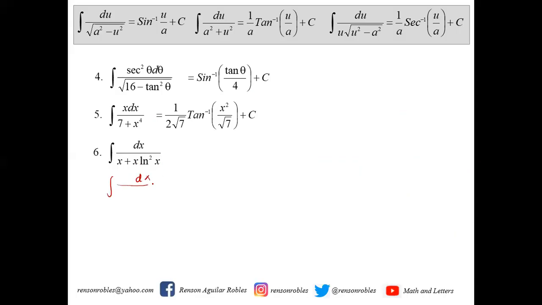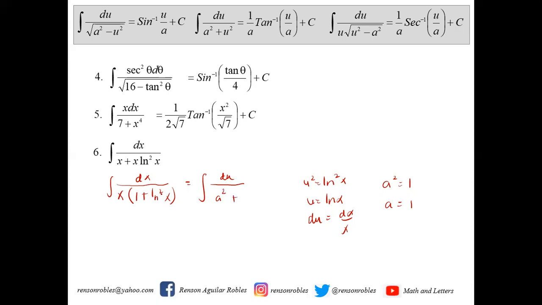Simplifying, I can now factor out x when I look on the denominator, so you have x times 1 plus ln squared x. And then here, you can now let u squared be equal to ln squared x, u is equal to ln x, and we now see that du is dx over x. So this dx and this over x will go together, and that will represent du. And you know that a squared is equal to 1, and therefore a equals 1. So this can now be written as integral of dx over x is our du all over 1, that's our a squared, plus ln squared x is our u squared. And this will again give us an arctangent. So that's 1 over a, where a is 1, arctangent of u, which is ln of x, over a, which is 1, and then you add c. So finally, you have arctangent of ln of x plus c.